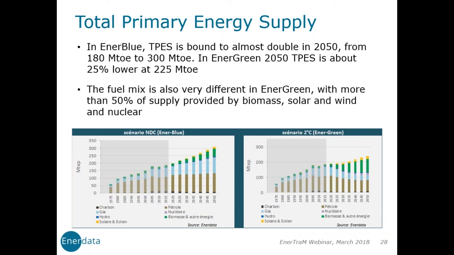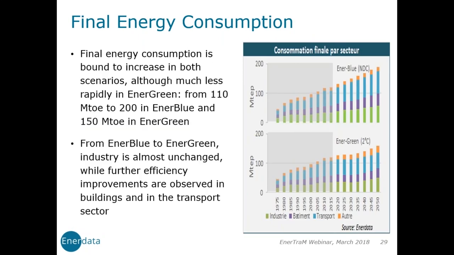The fuel mix is also very different in EnerGreen, with more than 50% of supply provided by biomass, solar and wind, and some nuclear. So there is much less coal, but coal is not very important in Mexico; natural gas is very important. And this also makes a difference with Vietnam. And the use of natural gas is about half in EnerGreen of what it is in EnerBlue. So this is a significant difference.